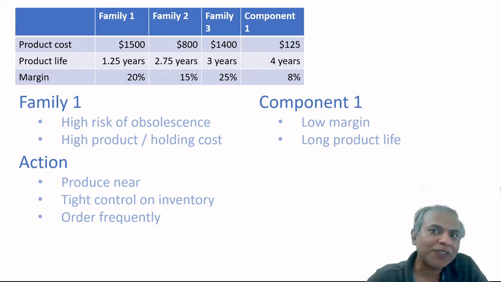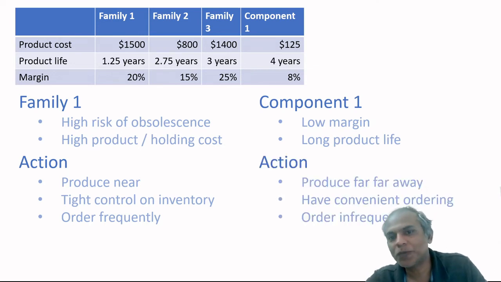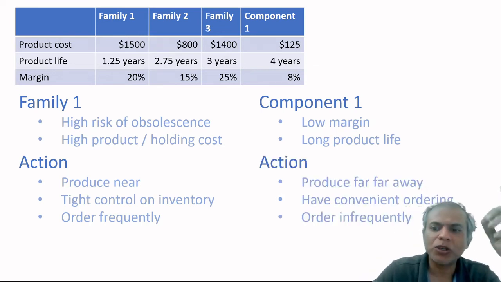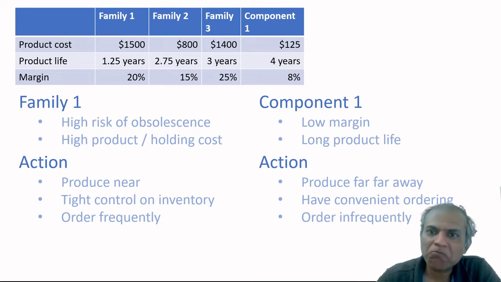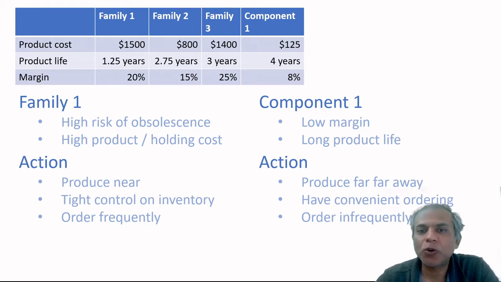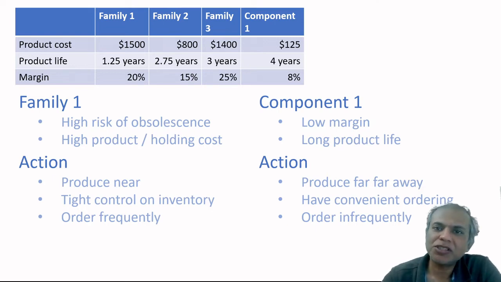Versus when I look at component one, well, it's a low margin product, and at the same time, it has a long product life. So the chance of obsolescence is very low. So for this particular product, what I'm going to do is produce far away at as cheap a cost as I can, produce in bulk so that I can slightly increase my margins or not put too much pressure on that. Make ordering very convenient. I don't want to control the cost. So I want convenient ordering, which is easy and doesn't take too much, because if ordering cost goes up, salaries of purchasing go up, and the margin will reduce even further. So that's what I'll do for this product.